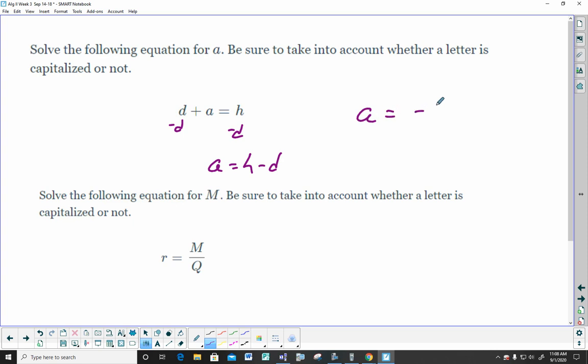It would be okay if you wrote negative D plus H. I'm not too sure how many of you would want to write it that way. It wouldn't be my preference either, but just letting you know that it is okay to write it that way. I would just go H minus D, just go vertically with it, okay?